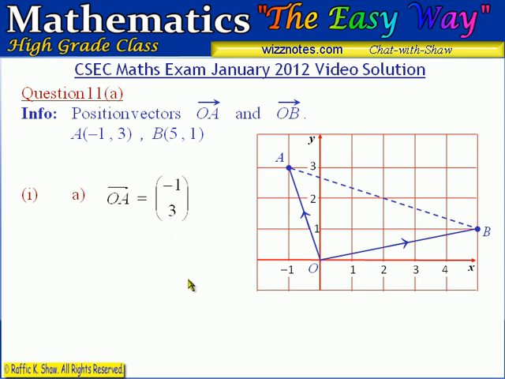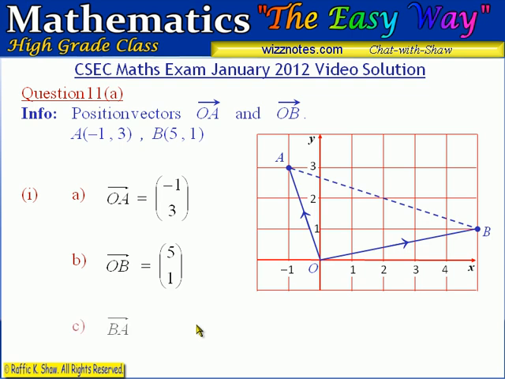And then the second question is asking us for vector OB, that's the position vector of B. And to go from O to B, we go 5 units to the right and 1 unit up. So those are the components of vector OB. 5 units in the X direction, 1 unit in the Y direction, and the position vector of B would have the same values as the coordinates of B. So let's show that position vector. So that's the column matrix for the position vector of B. 5, 1. Vector OB is 5, 1.